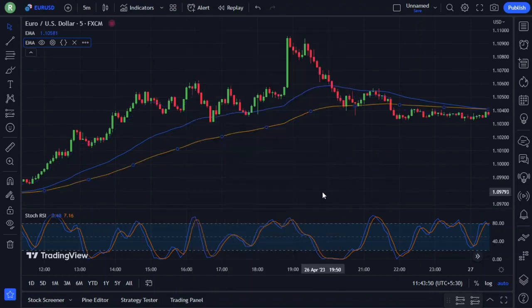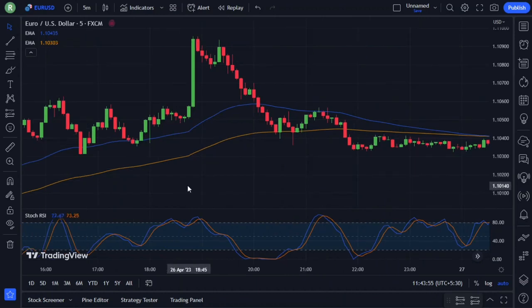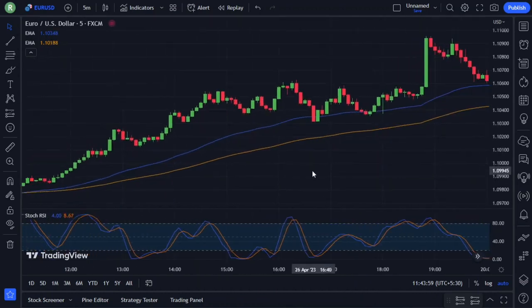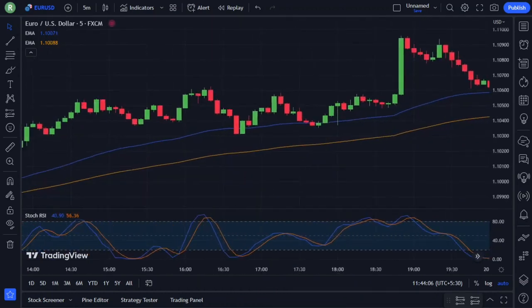You can choose any color you want. After successfully placing all of these trading indicators on your trading chart, let's see how to use them. Let's start with the rules for entering long positions.